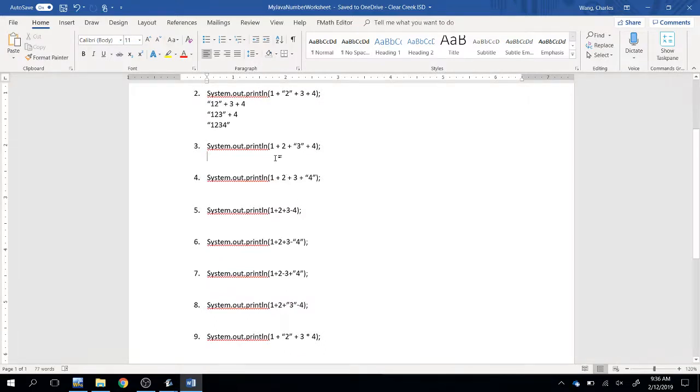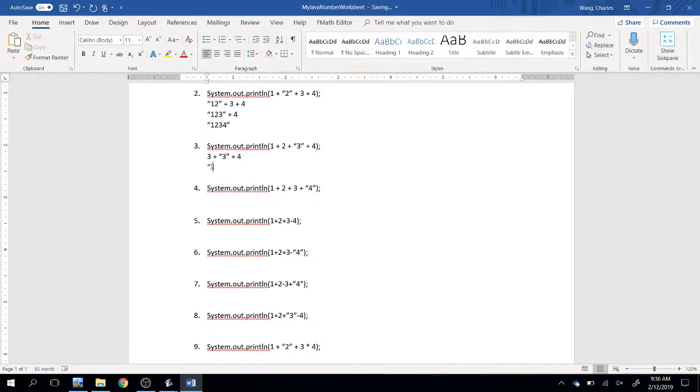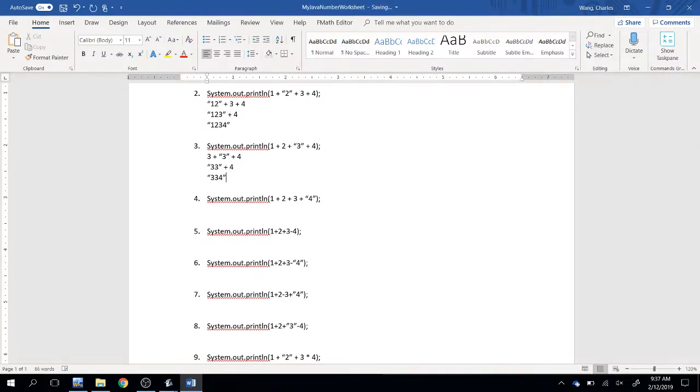Next one. I start from the left to right. 1 plus 2, that's just 3. This is my problem now. I have a number on the left side of this addition sign, and I have a string on the right side. Remember, whenever I have a string, this is now concatenation. So a number concatenated with a string is a string. So this is now the string 3 plus 4. A string on the left, number on the right, concatenation should give me 334.